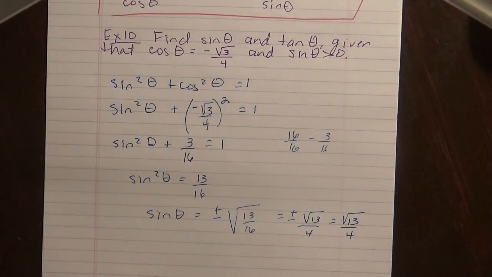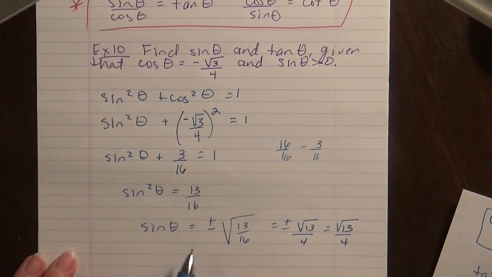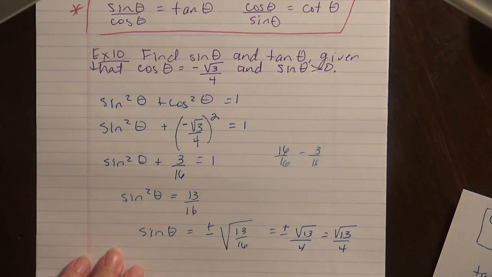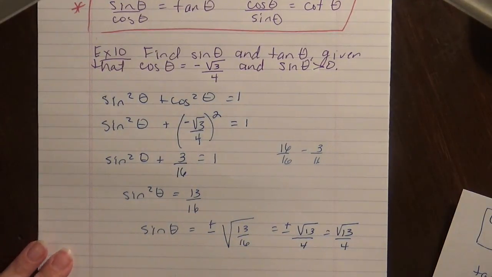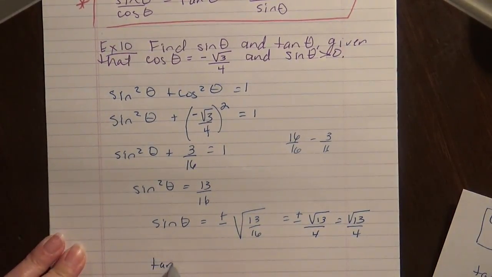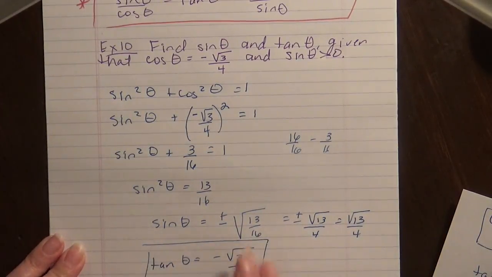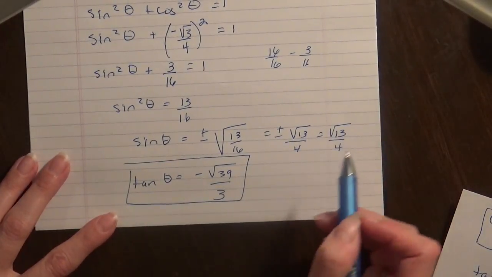So in my notes, even though I know I went on to the second page, I'm just going to put in, we had that sine theta was the square root of 13 fourths. And then we found that tan theta, I'm just going to write the answer here. Tan theta was negative square root 39 over 3. So that's what I would expect to see in your notes.